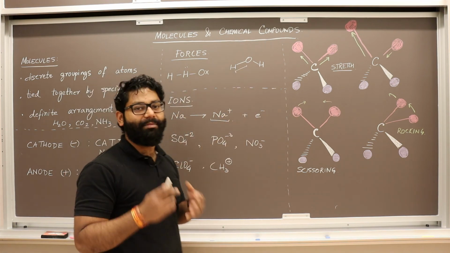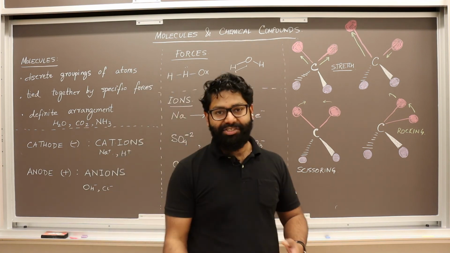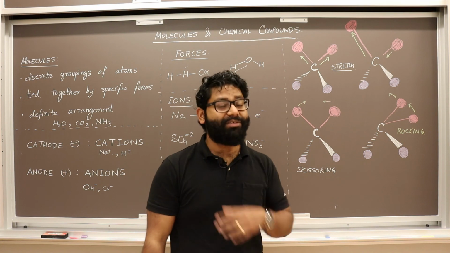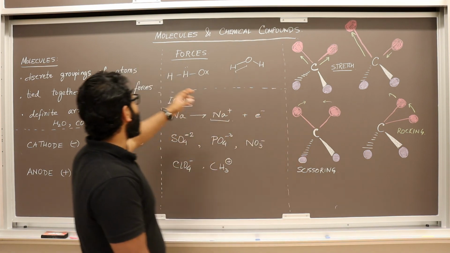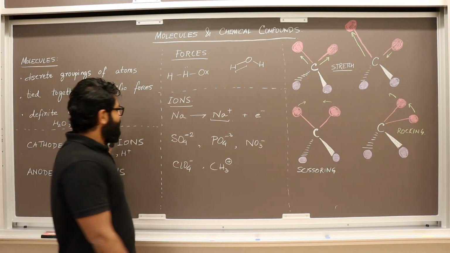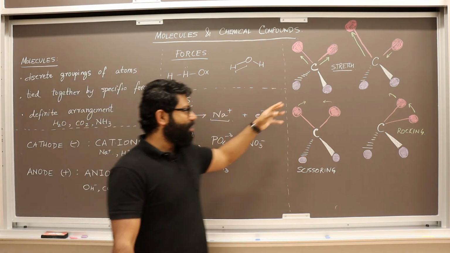we'll be discussing chemical bonds and hybridization and how to actually find out the shape of molecules and things like that. But for now, we have to understand that, okay, they're a discrete group of atoms, they have specific forces that are making them stable, and they have a definite arrangement, okay? And although they have a definite arrangement, these are not rigid.